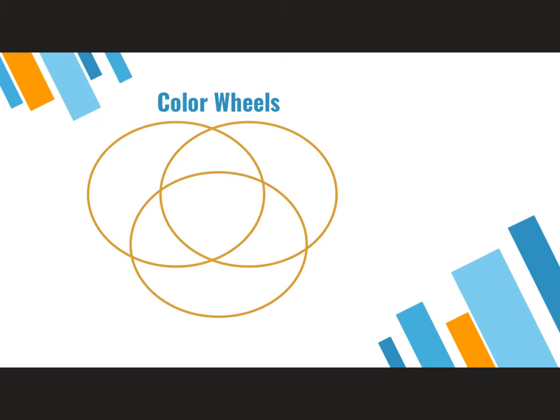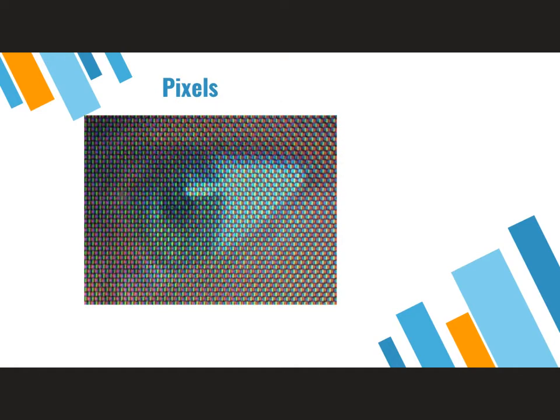Oftentimes the way we memorize this is with the color wheel. I put red there, green there, and blue there. Whenever I mix green and blue, I get cyan. Whenever I mix red and blue, I get magenta. Whenever I mix red and green, I get yellow. Whenever you mix them all together, you get white. And you can see that if I mix cyan and red, I also get white. If I mix green with magenta, I get white, and if I mix blue with yellow, I get white. And this is how pixels work on your screen.